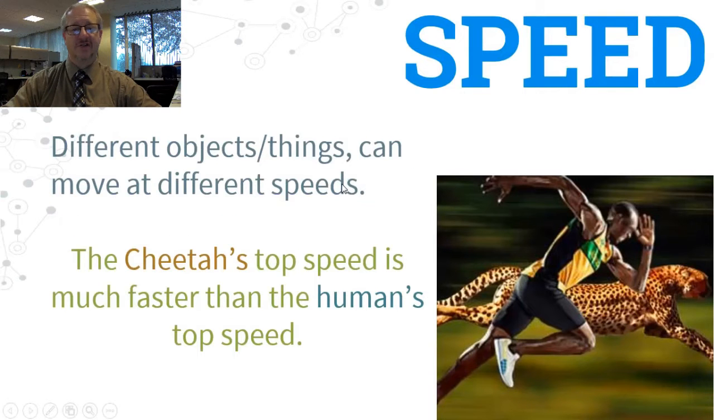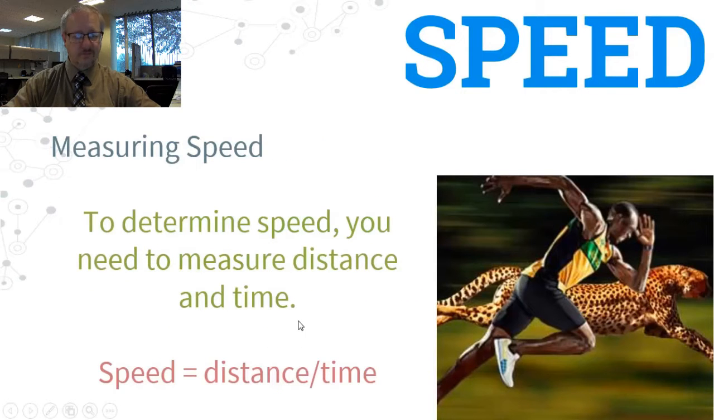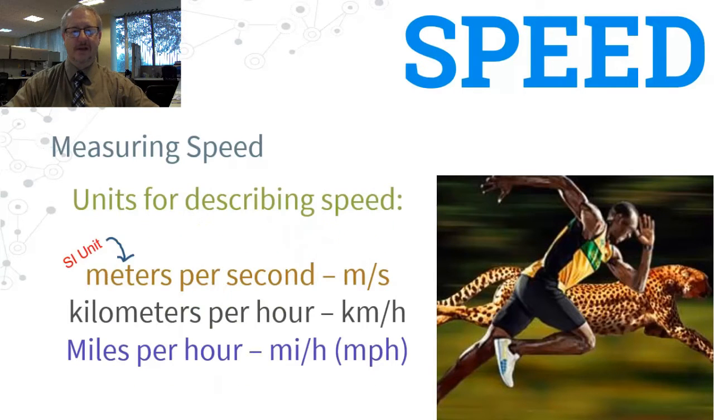Different objects or things can move at very different speeds. We know that a cheetah's top speed is a lot faster than a human's top speed. In fact, a cheetah is one of the fastest organisms in the world, at least as far as warm-blooded organisms go. When we measure speed, we need to measure the distance traveled and the time it took to travel that distance. Again, that brings us right back to the same formula. Speed equals distance divided by time.